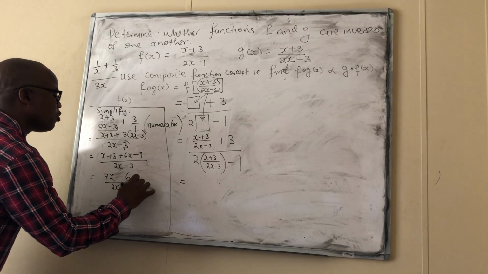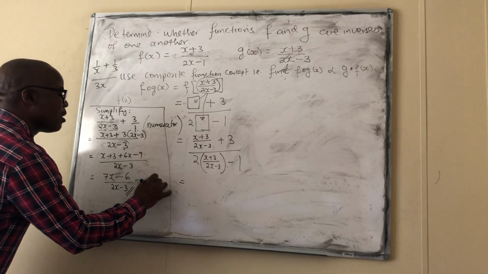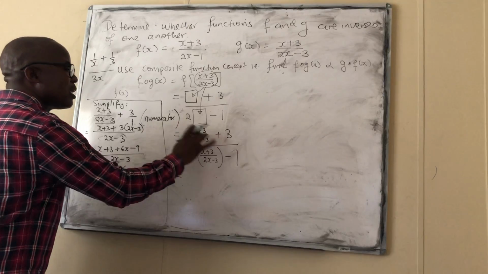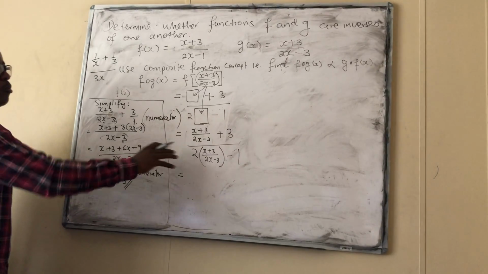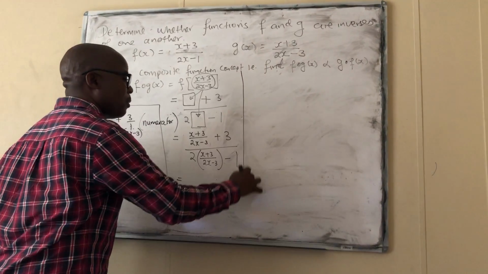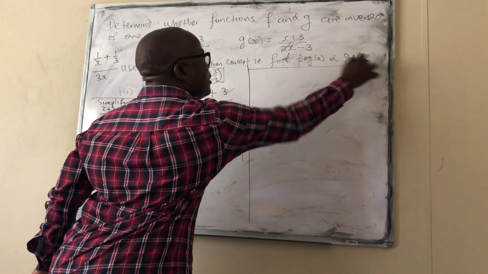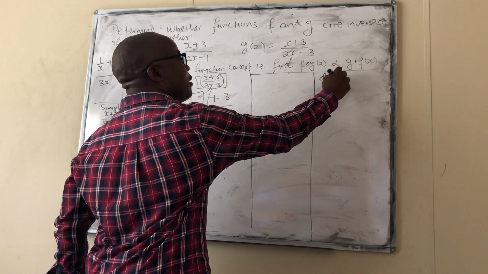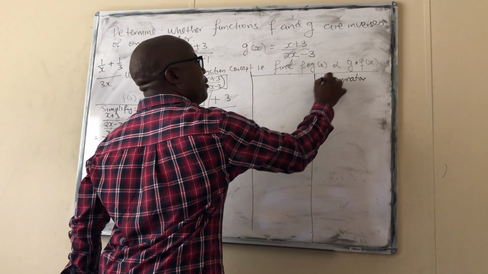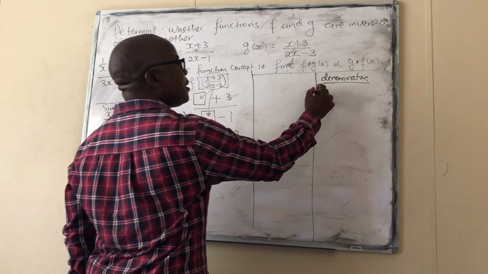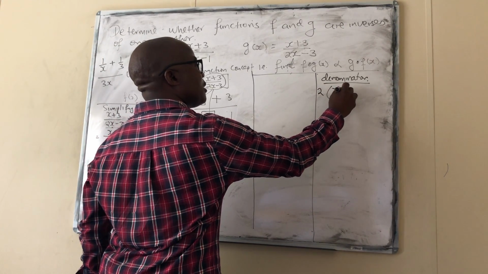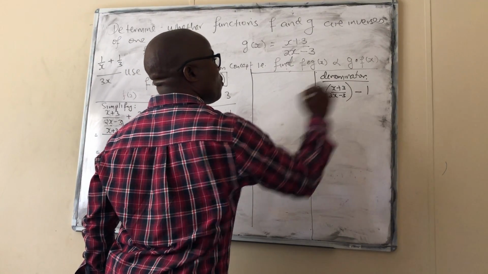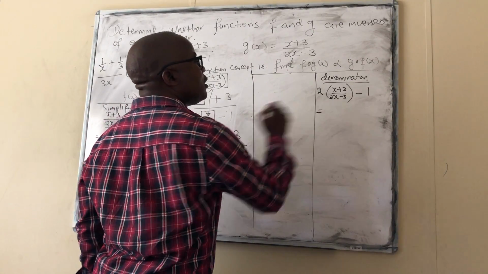So this is the numerator. This is not the answer. We have paused here so that we can deal with these. We can simplify this. Now let's take the denominator. So this is the denominator. The denominator is 2 times x plus 3 all over 2x minus 3 minus 1, right? So this is the denominator.